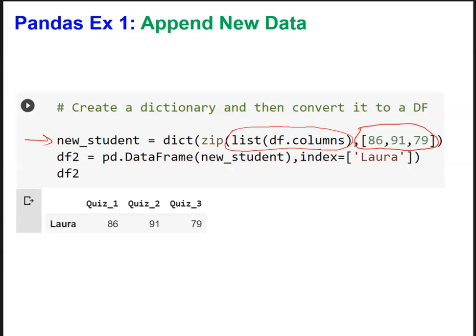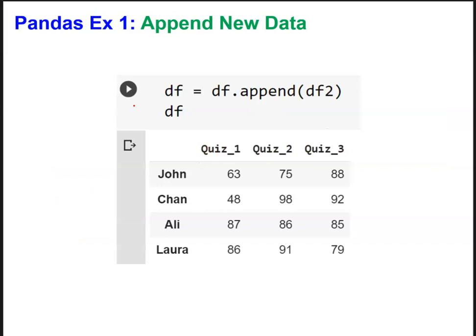Now once you have that dictionary, you give it the index name. So the index is going to be the row index, right? And the new student's name is Laura, and so you have her scores over here. This is where you entered the scores. Okay, so once you have this data frame, now you can append this new data frame to the old data frame. So the way you can do it is by using the append function. So you do df.append, and then this is the new data frame, and so you get this student added to the data frame.